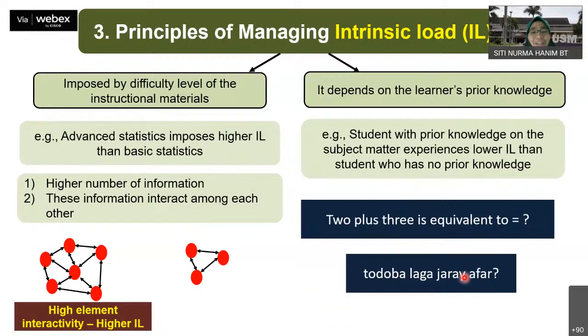Because you have no prior knowledge on this. I don't know what language it is. I think it's Tagalog, Philippines. Okay, Todoba, Laga, Jare, Afa. Because you have no prior knowledge on that language, you cannot answer this one. But actually, it's the same. This is actually the same as 2 plus 3, but this is in English. You know the answer already is 5 because you have some prior knowledge. You know what is 2, what is 3. But this one, since you have no prior knowledge, you cannot answer.